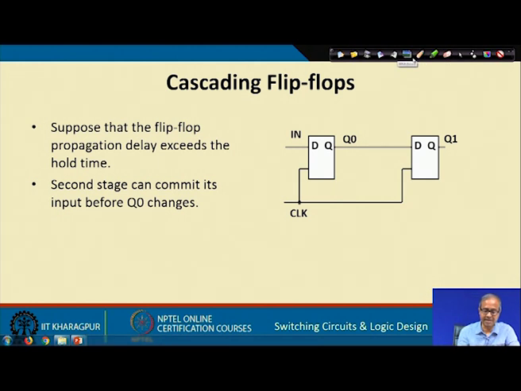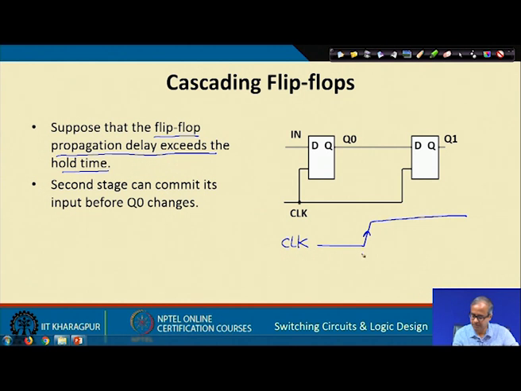The first thing that we are saying is, what if the flip flop propagation delay exceeds the hold time? Well, what do you mean by it? Let us look at the clock signal. Suppose the clock signal was coming like this, this was the active edge of the clock. Just assume that hold time and setup time constraints are being satisfied. So, after some propagation delay, after the clock edge comes, the output Q0 will be available. This is equal to the propagation delay Tp, either low to high or high to low. So, it is at this point that the output Q0 is available, after the delay of the flip flop.